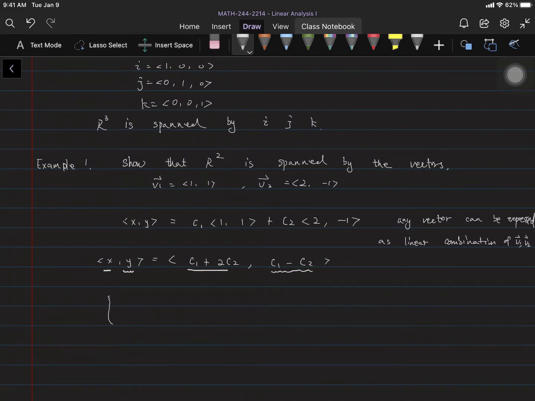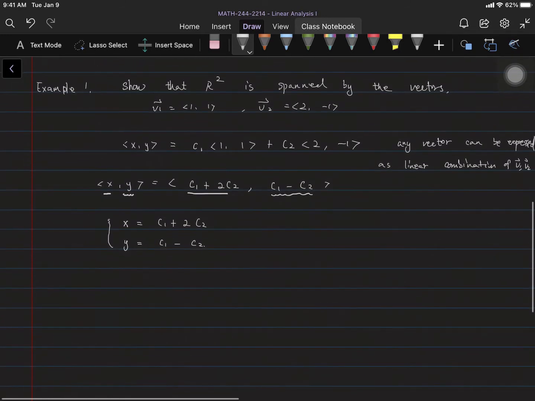Those two equations, I'm going to write down the two equations. X equals C1 plus 2C2. Y equals C1 minus C2. Okay, and we noticed for any given vector, x, y should be given. So it's like a constant b.